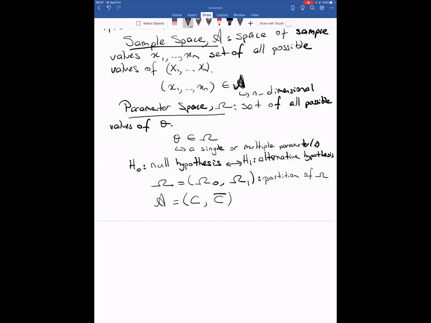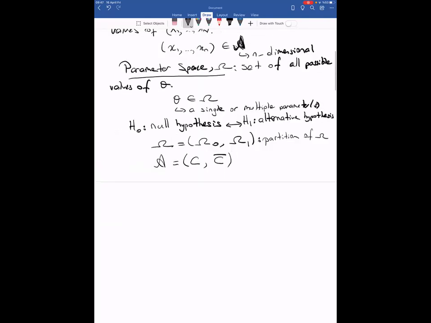So here we assume that for both cases these are mutually exclusive regions, and together they give the whole parameter space. Again, we assume that there's no intersection between these. Similarly, we have the same situation in the sample space. This gives us the whole sample space, and the intersection of these will be the empty set.